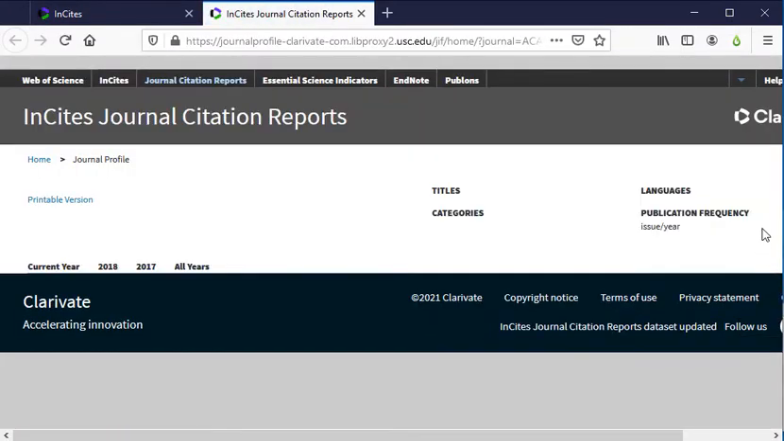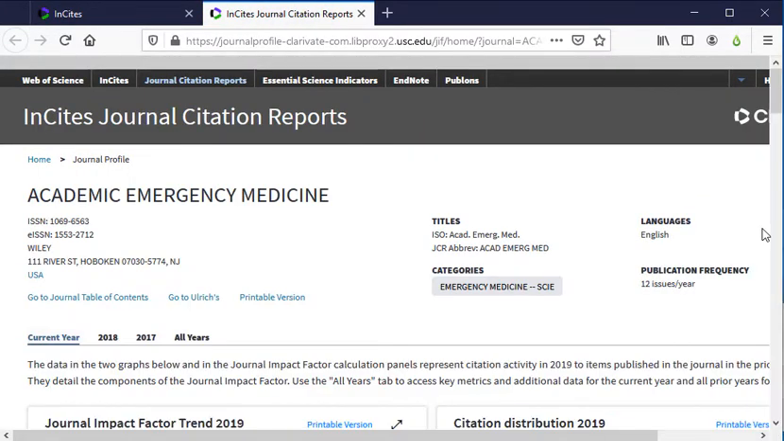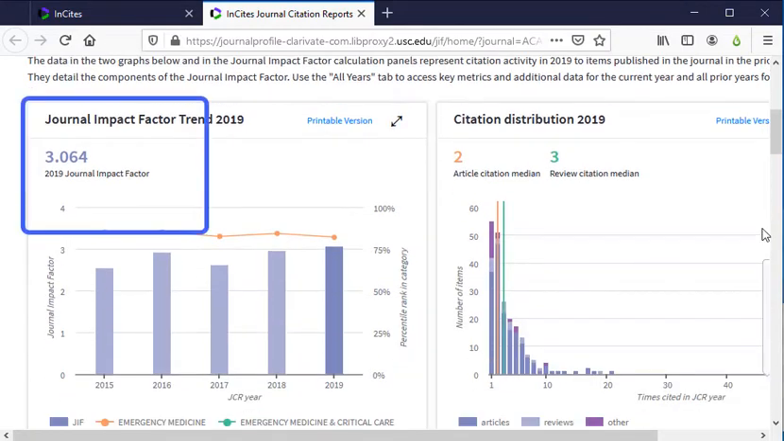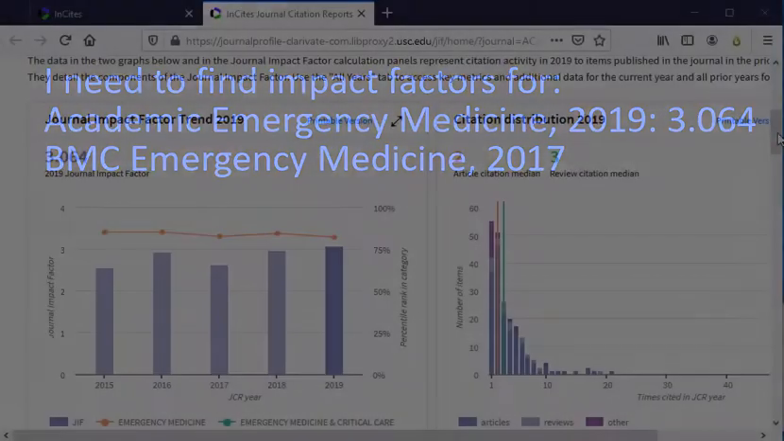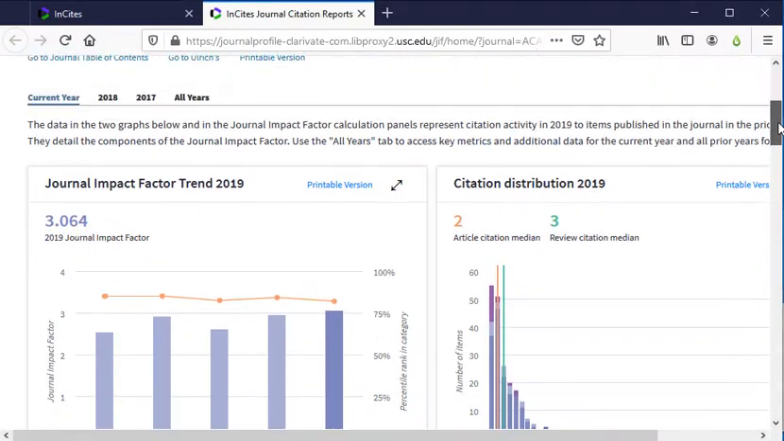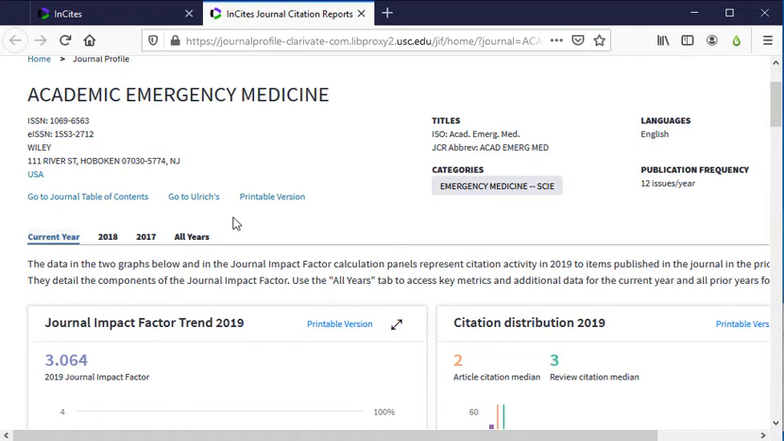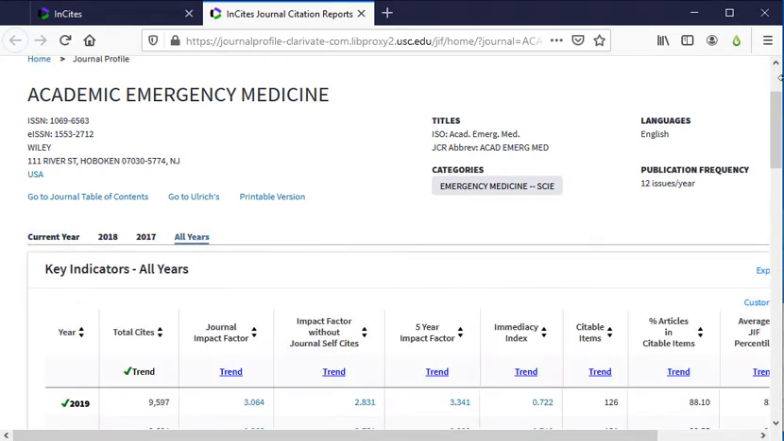When I search, I am taken to the Insights report for this journal in the most recent year available, which is 2019. This matches the year of interest that I have for my citation, so I can report that for 2019, the impact factor for Academic Emergency Medicine was 3.06. If I had a different year in my citation, I could look at the All Years section and find the impact factor for that year.